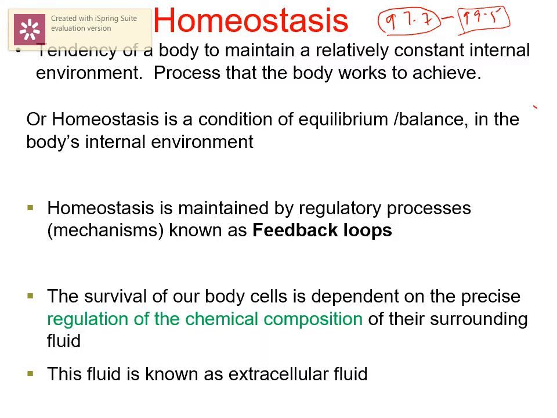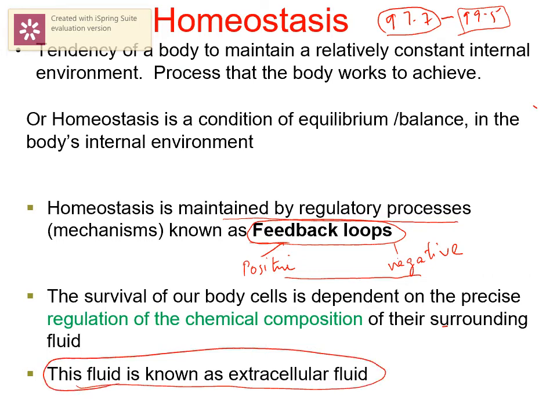Now, homeostatic mechanisms are processes known as feedback loops. You have two types of feedback loops. One is positive feedback loop, and then you have a negative feedback loop. And all of these loops, their goal is to maintain a perfect temperature and fluid composition of the body. Okay, so the fluid that is present outside the cells is known as extracellular fluid. Don't worry about this just yet, we'll come back to it.